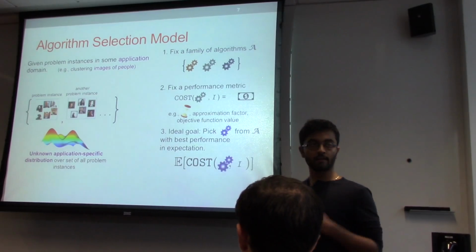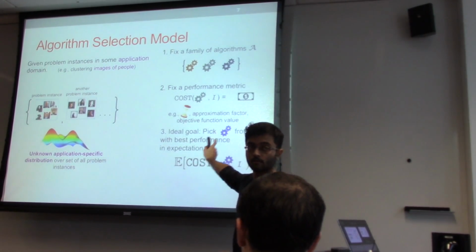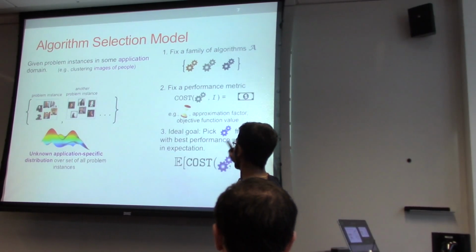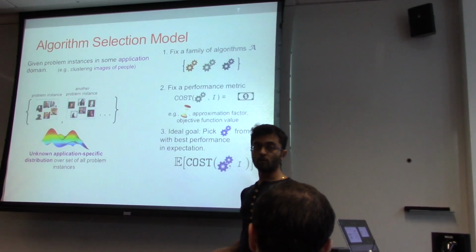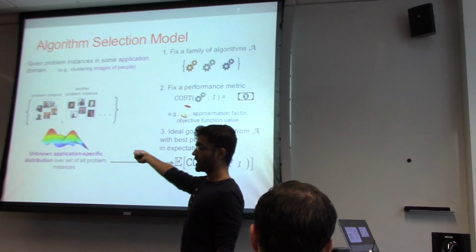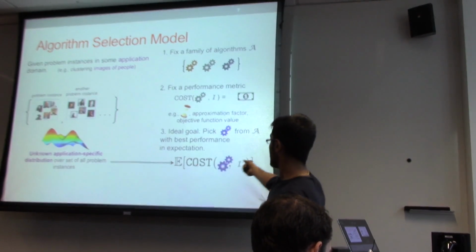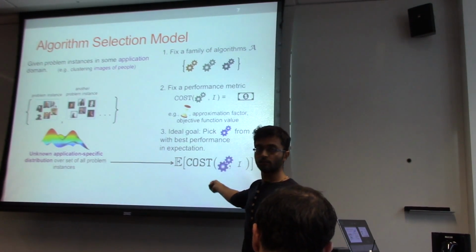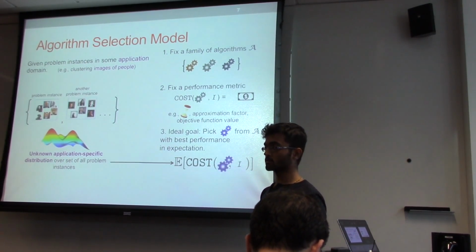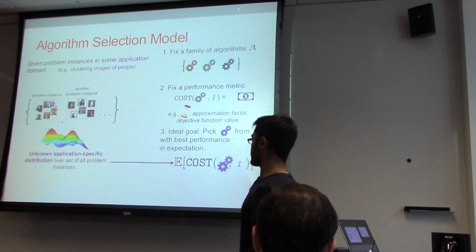So what is my ideal goal here? I want to pick an algorithm from A, the family of algorithms that I care about, and this algorithm should have the best performance in expectation. What do I mean by expectation? If I were to pick a random problem instance from this application, I want the cost of running this algorithm on that instance to be smaller than that of any other algorithm in expectation.